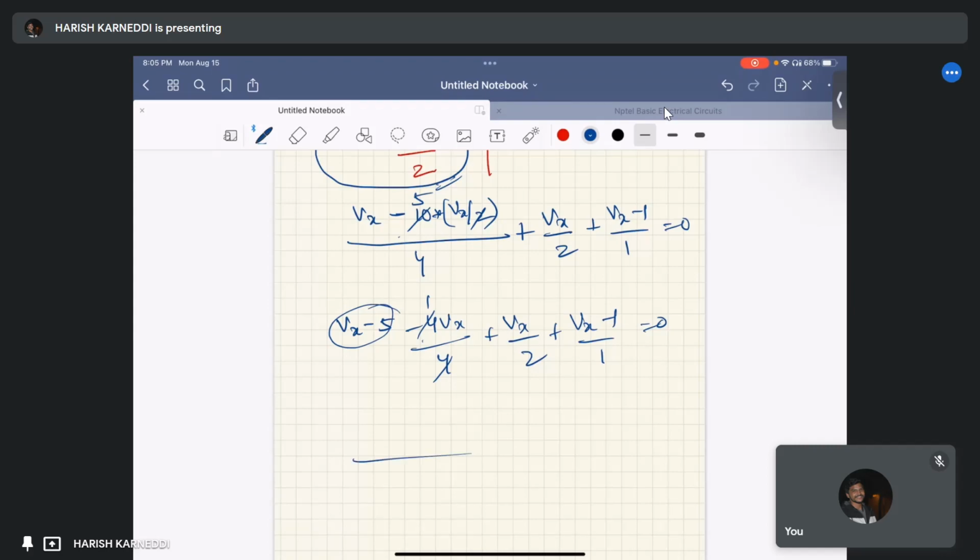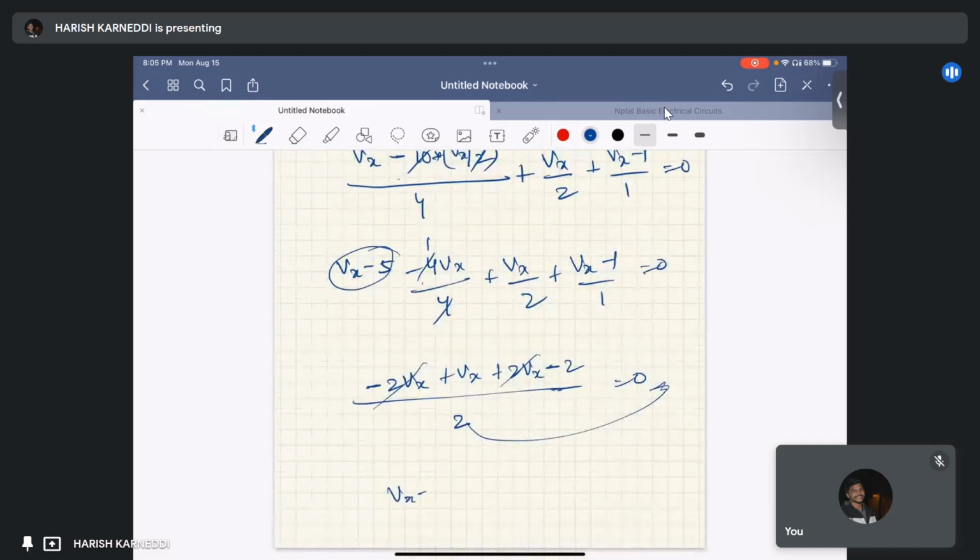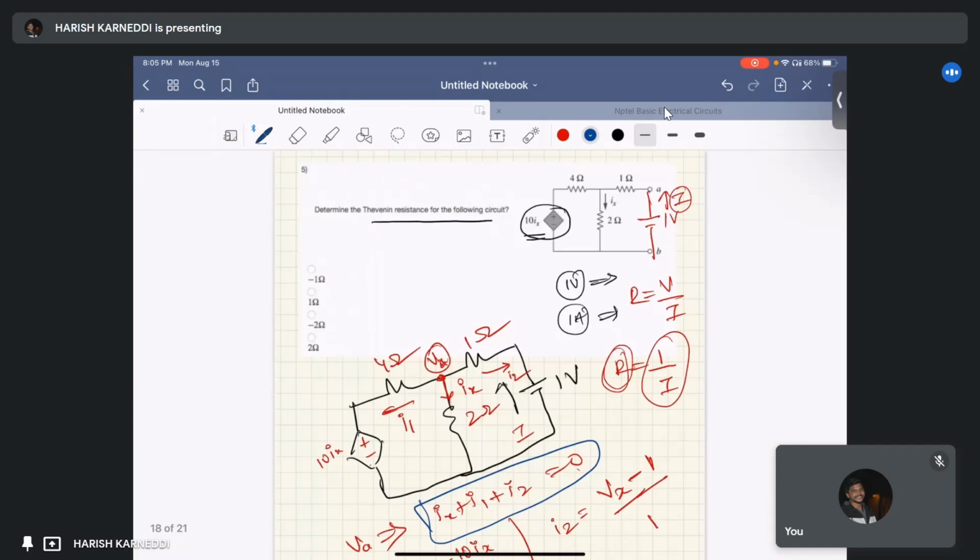So the LCM is 2, right? It is minus 2Vx plus Vx plus 2Vx minus 2 equal to 0. Minus 2Vx, minus 2Vx. If you send 2 to that side, then Vx equal to 2 volts. So our Vx equal to 2 volts.